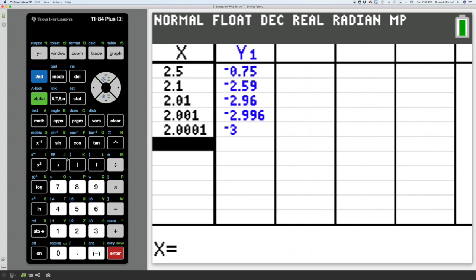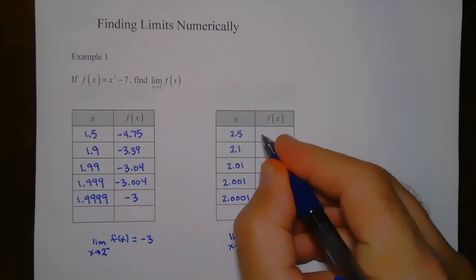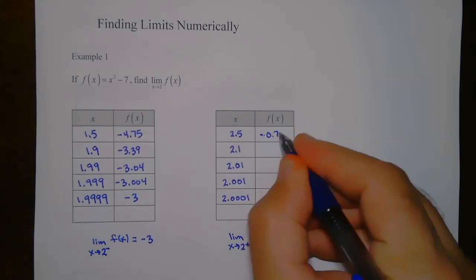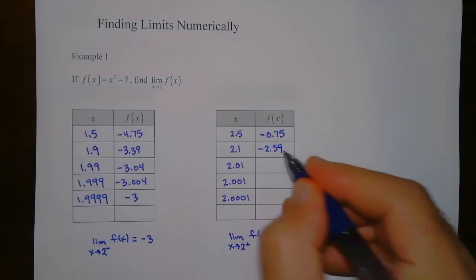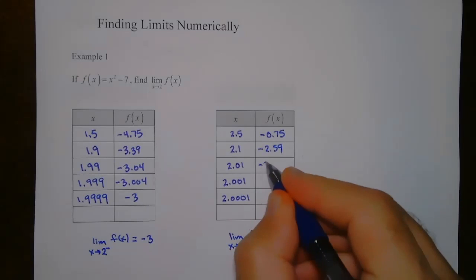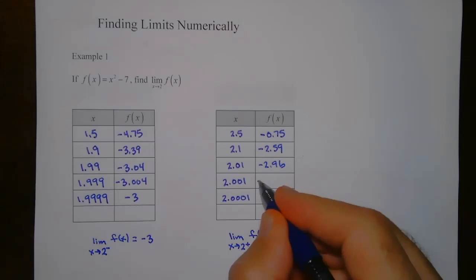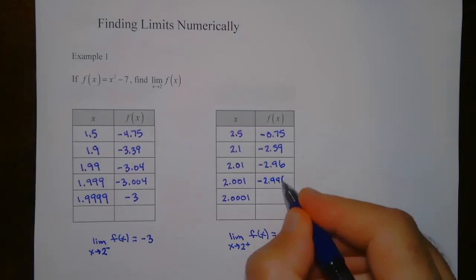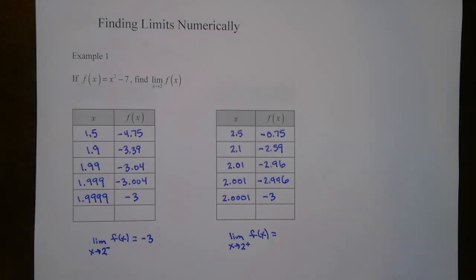Okay, so now let's go back and we'll record these on our paper. So this first one at 2.5, the function value is -0.75, and then -2.59, and then -2.96, and -2.996. And then this one is -3. Again, it's not really -3, it's just close. Okay, so again, this is equal to -3, right?